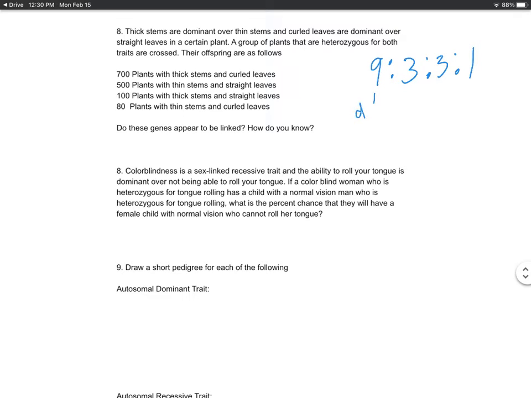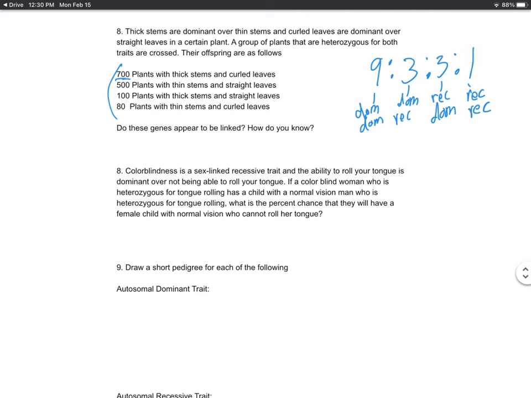9 being the having both dominant traits, the 3s being the combinations of dominant and recessive, or recessive and dominant, and the 1 being having both recessive traits. And so I can do the math in here and figure out what the ratios of these are. But honestly, I can tell just by looking at it that something is up here.